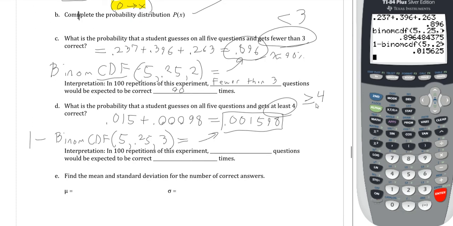Now, in this case, we would say in 100 repetitions of this experiment, at least 4 questions would be expected to be correct, which is what we were caring about. And in this case, my percentage is less than 1%. I'd expect at least 4 questions to be correct 0 times, because this is roughly 0.1%. So of the 100 trials, I wouldn't really even expect this to happen once.